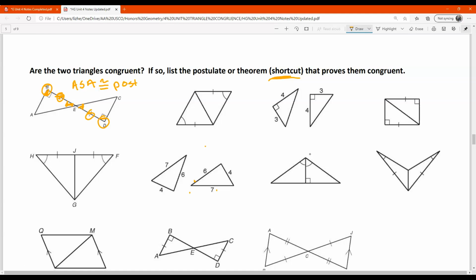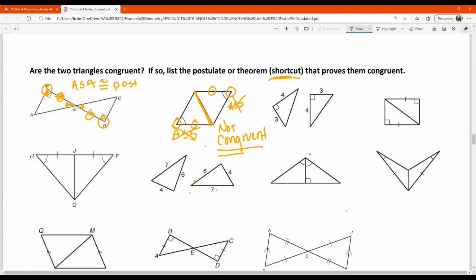Next one. I have this side equal to itself by the reflexive property. I have this side equal to that side, this angle equal to that angle, and I have ASS, which I can't have. And this one would also be ASS, which I can't have. Therefore, these are not congruent. If you cannot come up with one that works, it's not congruent. You may not use ASS.